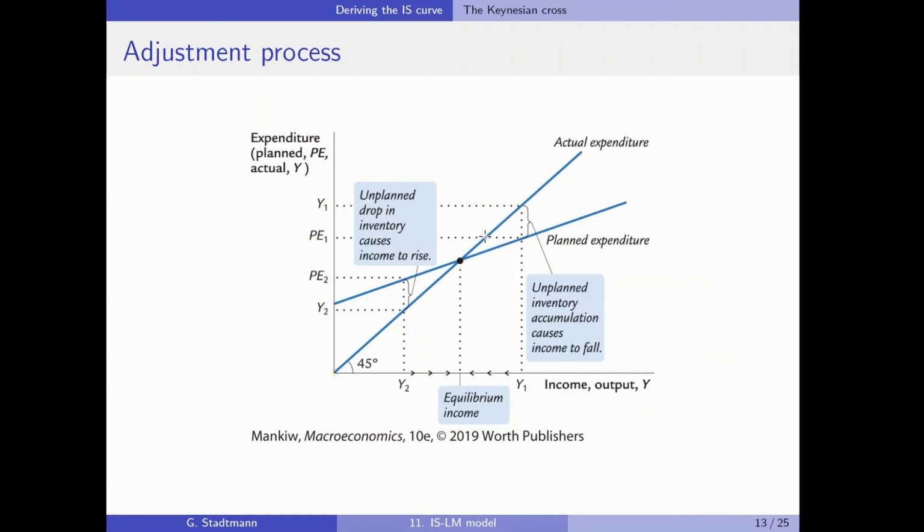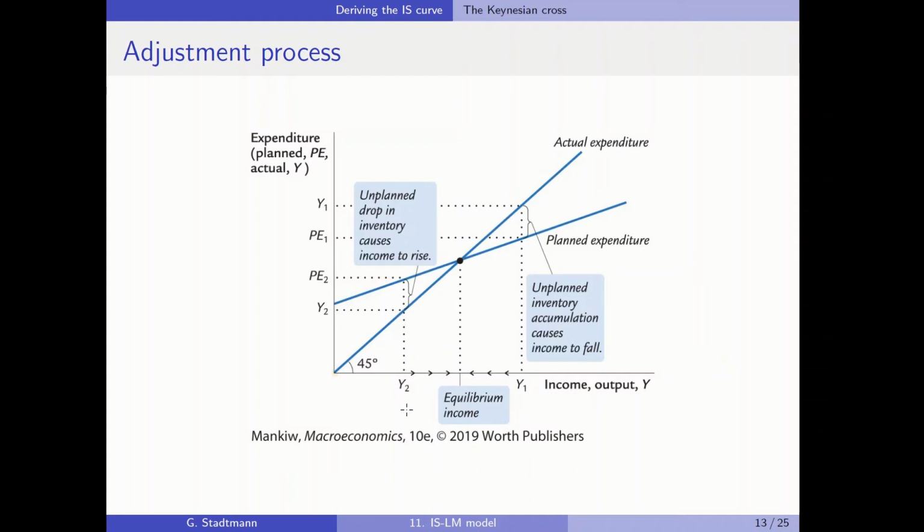At this level of output, the planned expenditure is even lower, and hence this adjustment process will take some time, over some periods, which is indicated here by the small arrows: it takes time, it needs several steps until we reach the equilibrium.